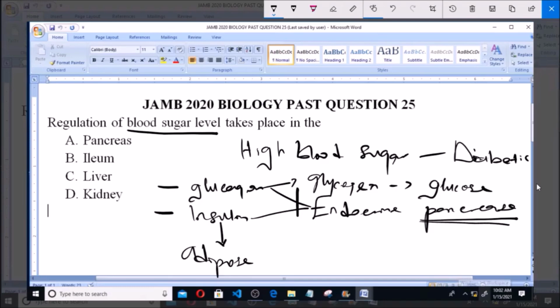So therefore the regulation of blood sugar level takes place in the pancreas. Pancreas is responsible for the regulation of blood sugar level. So option A is the correct answer to this question.